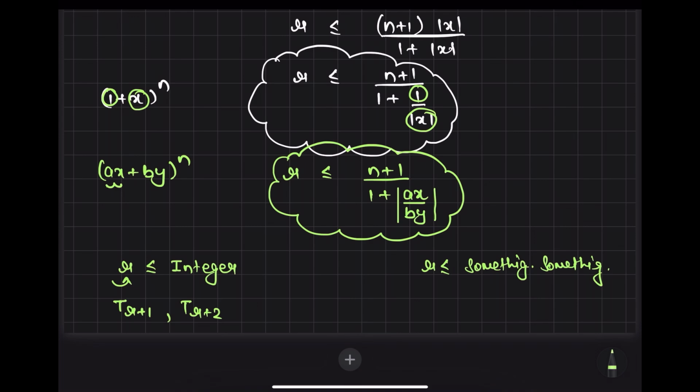And if it is something point something, suppose you got 5.8, then you will treat r as the integer 5, because r should be a whole number, you cannot take 5.8. So in that case you will have only one term with the greatest magnitude, that is the sixth term. I hope the idea is clear.